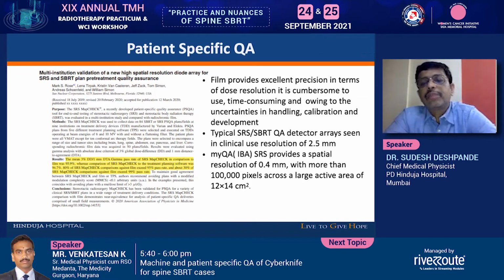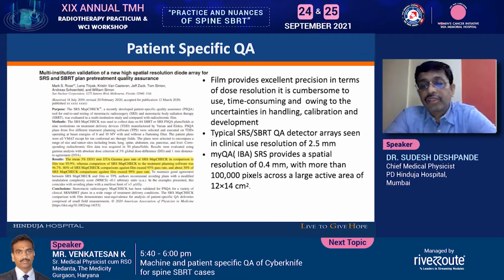It is cumbersome to use and time-consuming, owing to the uncertainty in the handling and calibration development. Typically, for SRS and SBRT QA, the detector array seen in clinical use has a resolution of 2.5 millimeter. So we should now have two different QA devices: one for SRS and SBRT, and the other for routine. So now the question comes, the cost involved in both 2D array detectors.